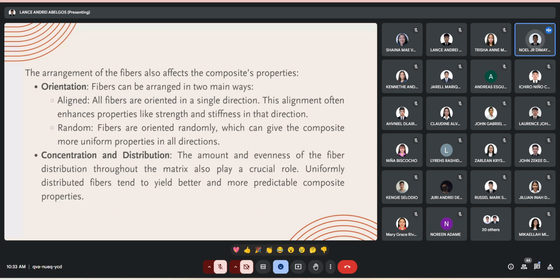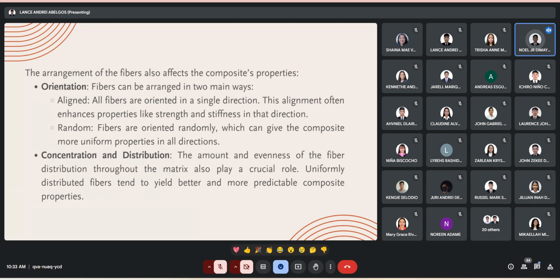And next is the arrangement of the fiber reinforced materials. First is the orientation. In orientation, we have two, which is the aligned and random. From the word, it indicates aligned. Ito yung iisa or parang nakahanay siya. And in random, it's different.